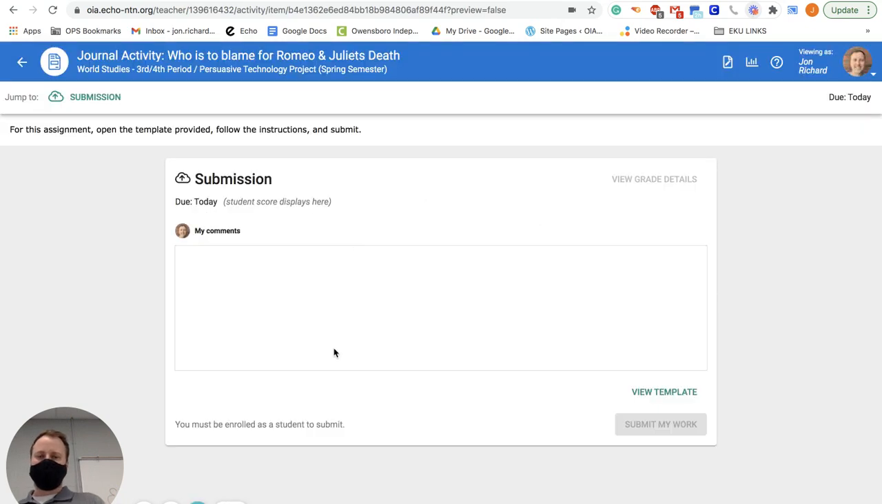So let's take a look at this assignment. It says at the top, for this assignment, open the template provided, follow the instructions, and submit. For those who have not read Romeo and Juliet with us, all you have to work on is Act 5. There's a lot in Act 5 where you can say, okay, that person made a mistake, because they admit to these mistakes. So you can do your best with writing this.